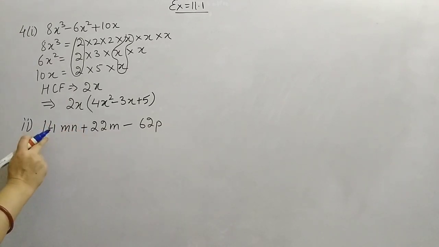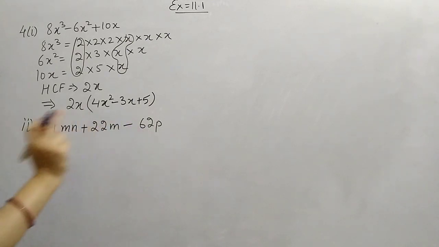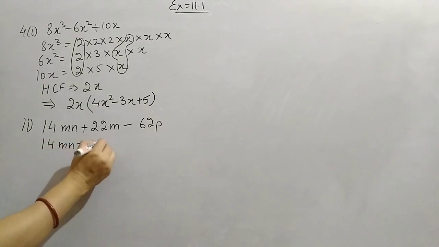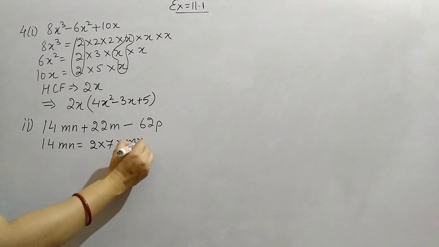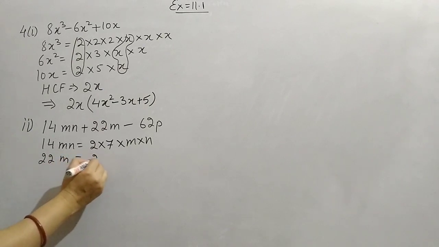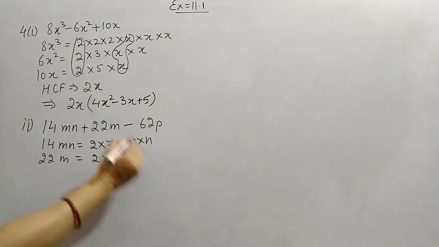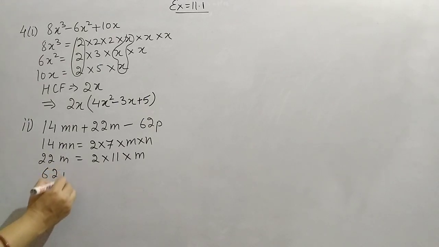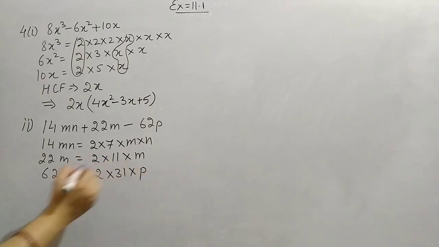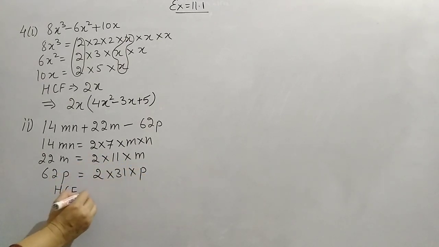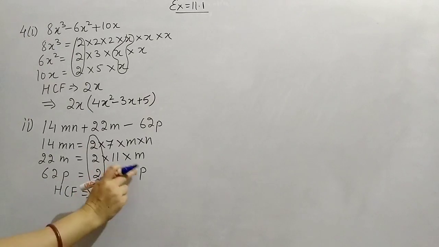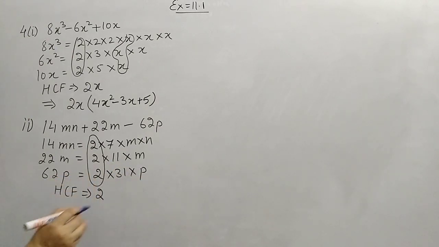Second part of fourth question: 14mn plus 22m minus 62p. So first, 14mn we can split as 2 into 7 into m into n. Then second term we have 22m, which we can write 2 into 11 into m. Third term we have 62p, 62 we can write 2 into 31 into p. Next step we have to take the HCF. So you can see only 2 is common here, and m is not there in the third term.